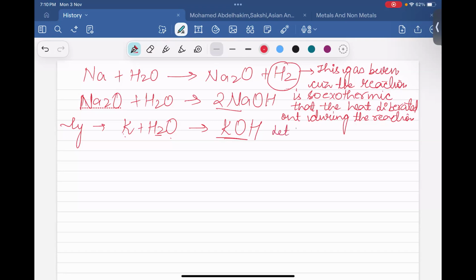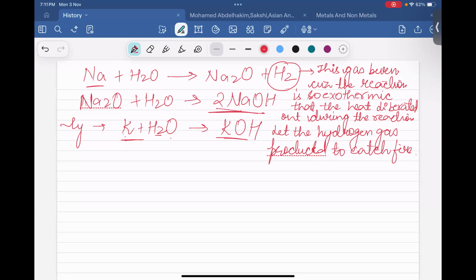The hydrogen gas produced catches fire. So basically we have taken till now two metals, sodium and potassium. When sodium reacts with water, there is a formation of sodium hydroxide. When potassium reacts with water, there is a formation of potassium hydroxide.